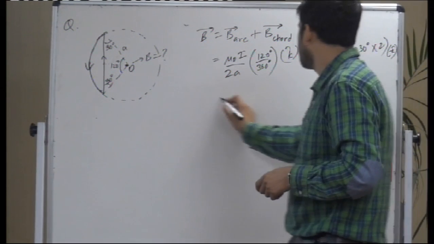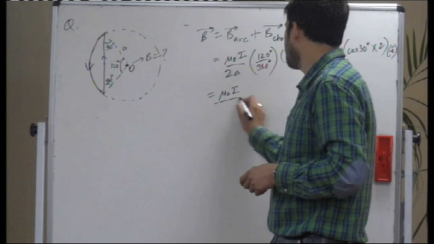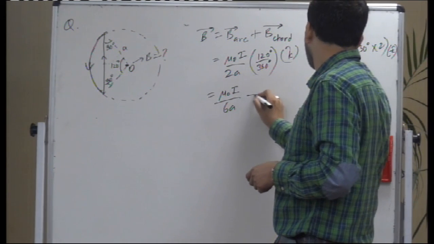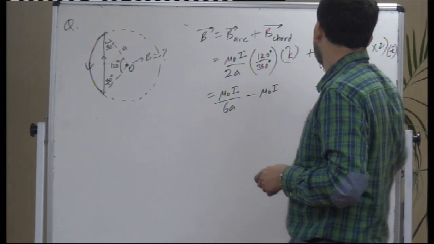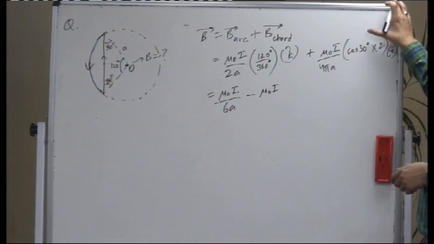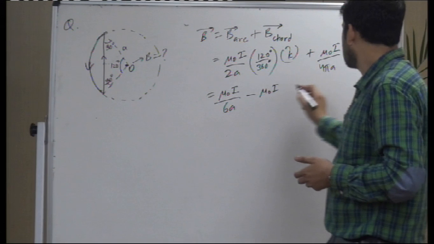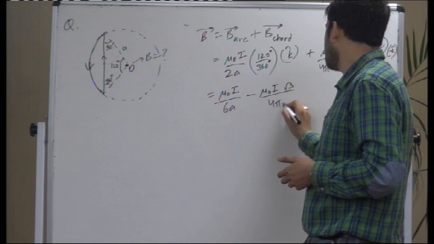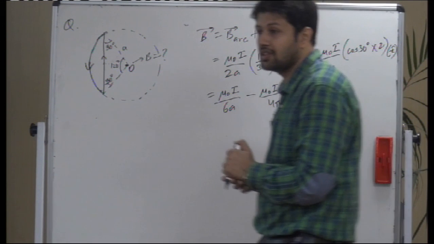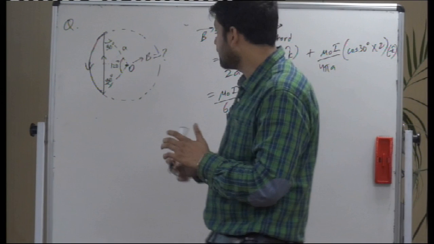Okay, so let's find the value. Mu naught I upon 6a minus mu naught I upon, if you find this would be how much? Root 3 by 2 into 2. So root 3, so mu naught I root 3 upon 4 pi. How much is the value? Actually, it won't be a. The value is the perpendicular distance, this.